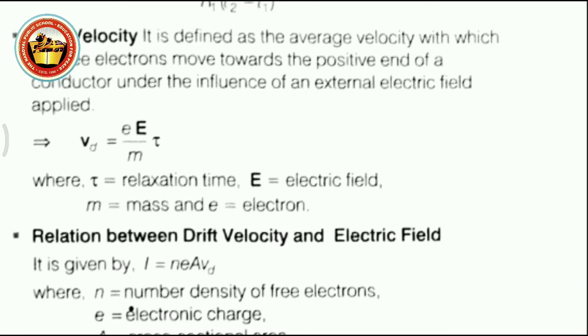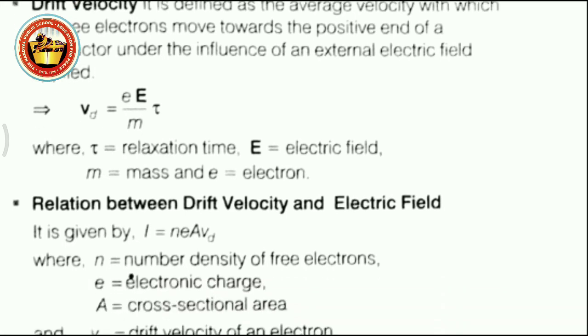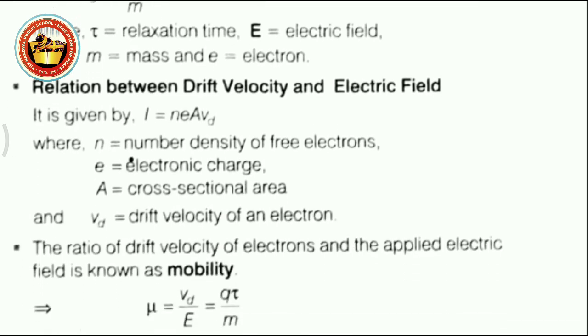Drift velocity. It is defined as the average velocity with which the free electrons move towards the positive end of a conductor under the influence of an external electric field applied. Vd is equal to small e capital E by m into tau. Tau relaxation time, E electric field, m mass, and e charge of electron.